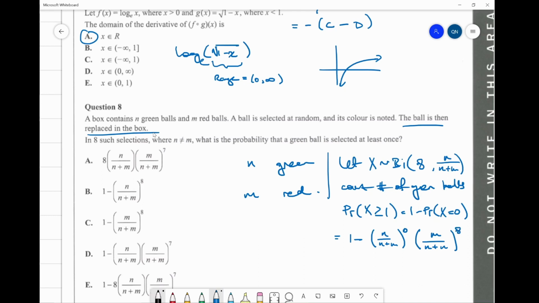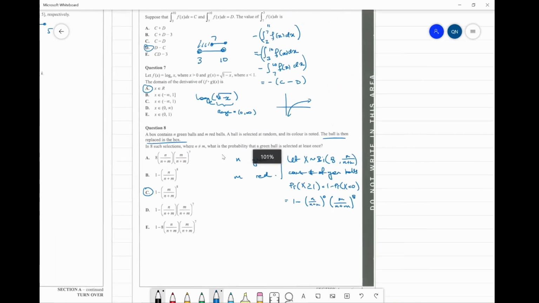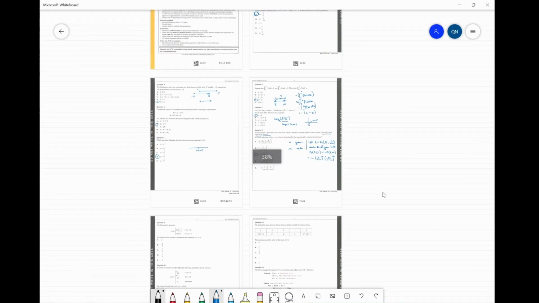So we get m over n plus m to the power of 8, and then we have this 1 minus at the front, so it's going to be option C, I think. Yeah, that should be it. Okay, looking good so far.